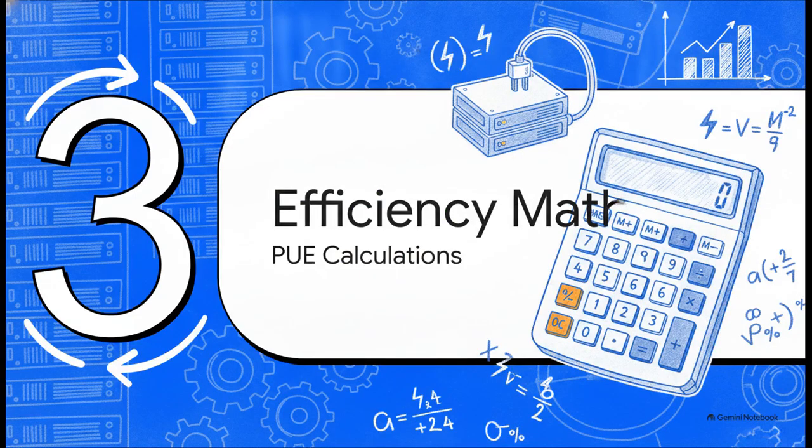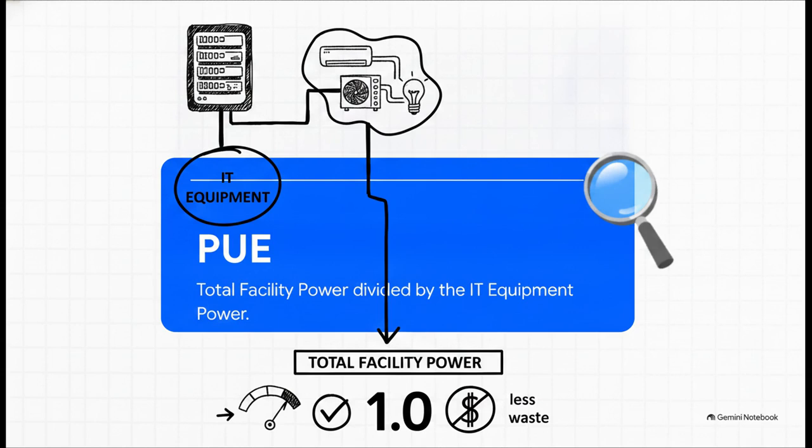All right, grab your calculators for Section 3, Efficiency Math. Let's dive into PUE calculations. The absolute defining metric for the industry is PUE, or Power Usage Effectiveness. It's calculated by simply dividing the total facility power by the IT equipment power. The really interesting thing about this formula is the ratio it creates. The closer your PUE is to 1.0, the less power you're wasting on overhead like cooling, distribution, and lighting. Now, a PUE of exactly 1.0 would mean 100% of your power goes straight into computing. That's physically impossible in the real world, but it's the holy grail we engineer towards.